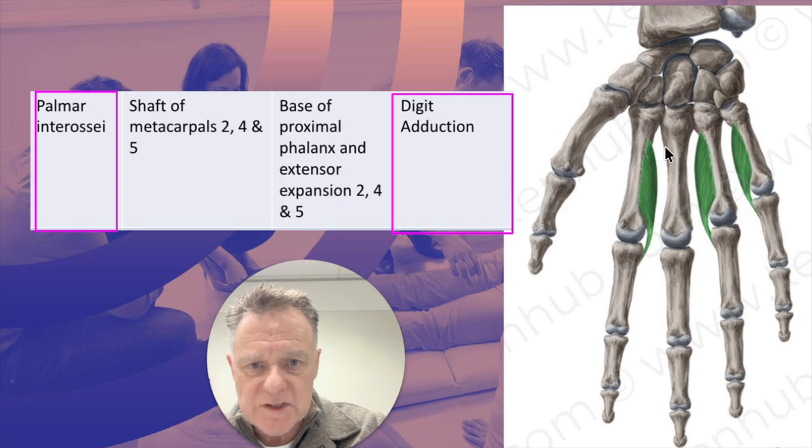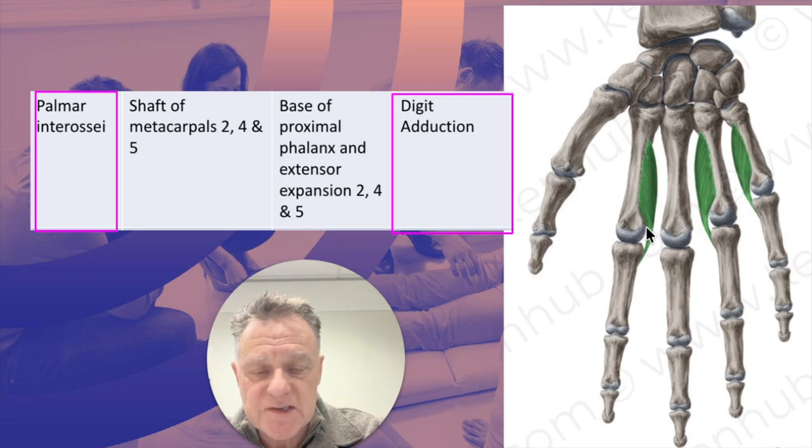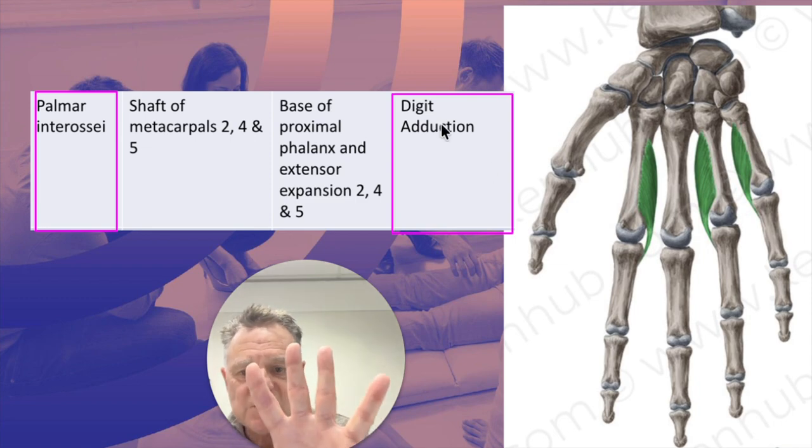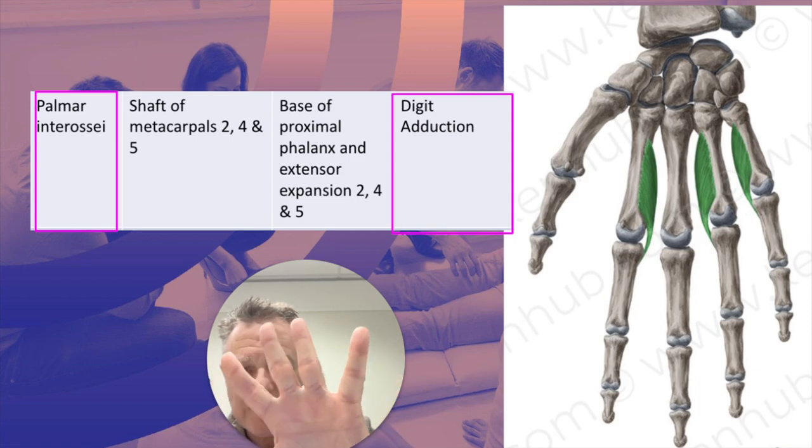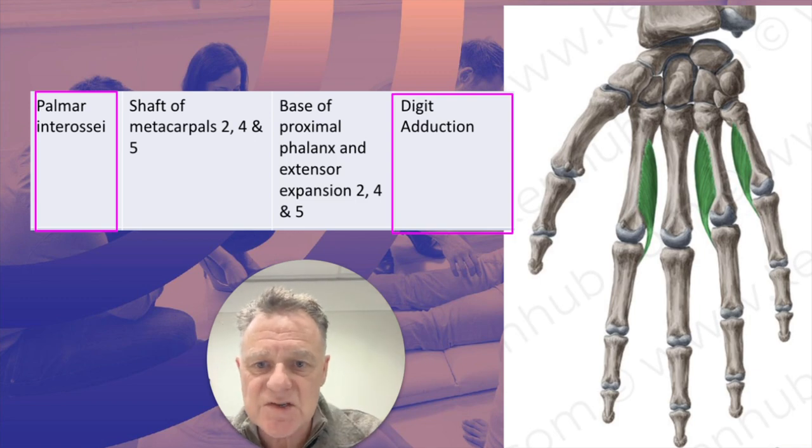All right, now we get right down into what are referred to as the intrinsics. So they start in the hand and they finish in the hand. Palmar interossei, the shafts of the metacarpals of 2, 4, and 5, and then into the base of the proximal phalanx. So it's going to adduct. Now that means bring the digits together. So abduction of the digits is away from each other. Adduction of the digits is towards each other.